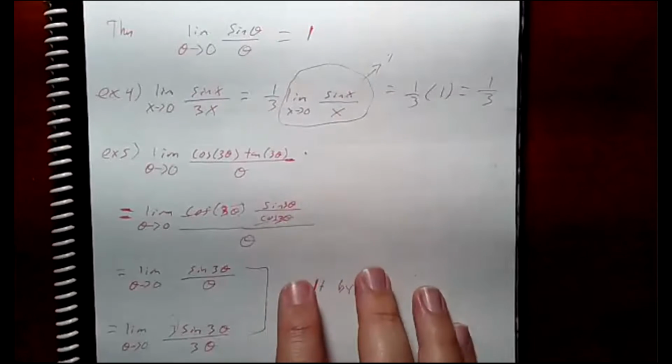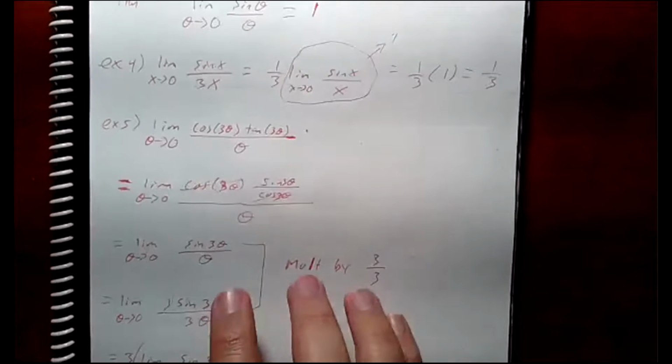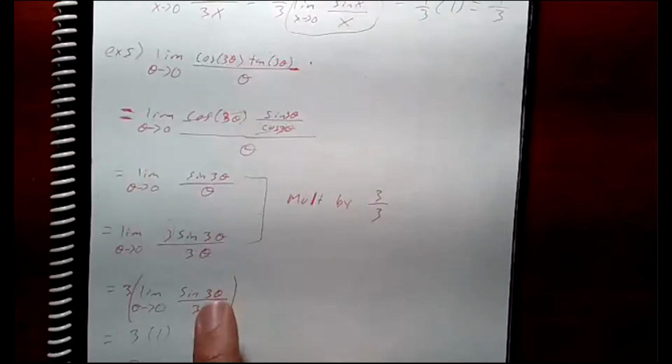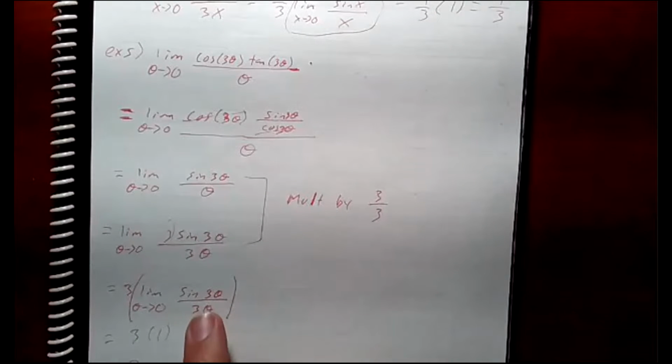I introduced 3/3 and I only pulled out one of them because I was trying to rig the problem into being forced this way, to being a 1.